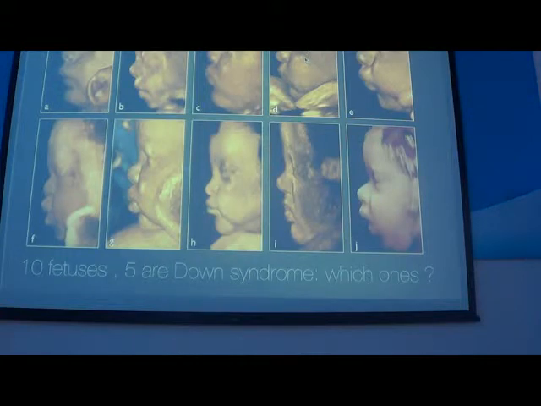But we did the diagnostic because of atrioventricular septal defect.